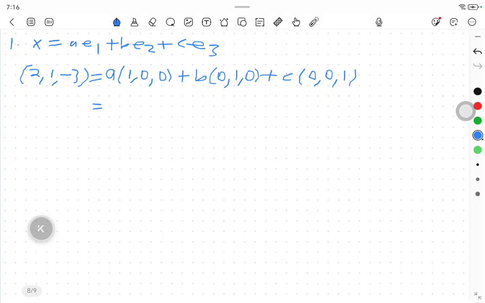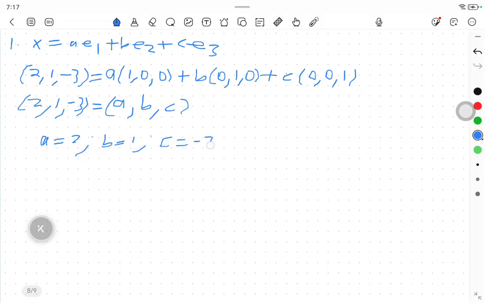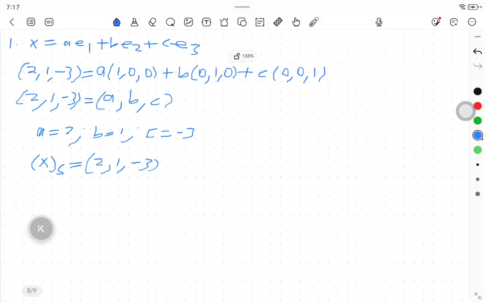Remember I said that if this is a standard basis, you can just simplify it like this. You're going to have a, b, c. And you know that a is equal to 2, b is equal to 1, c is equal to minus 3. So we have that x relative to S is equal to 2, 1, minus 3. Then we get the solution. So this is the correct solution they're looking for. This is a coordinate vector.